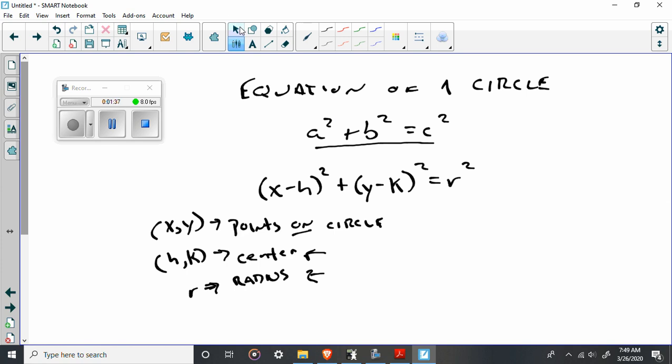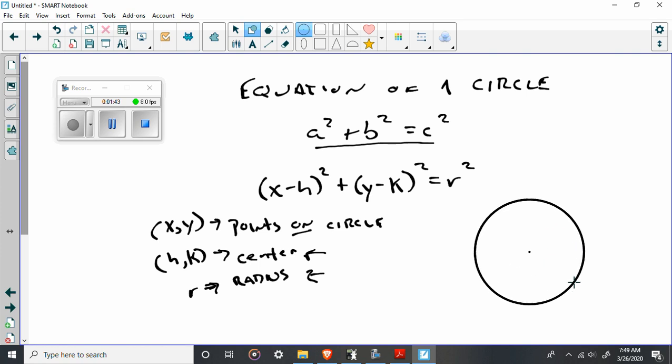Even if I bring up my little circle drawing tool here, all it's saying is, here's the center, here's how big I need the radius to be. So let's go over a few examples. I'll put them on the coordinate plane, and then we'll go over some of the problems you guys have for homework.